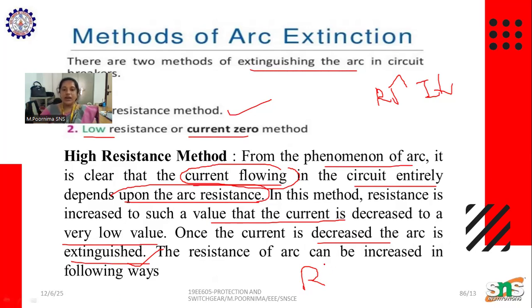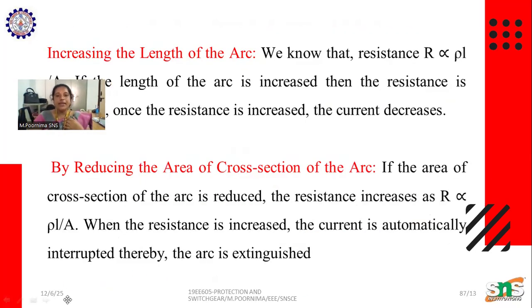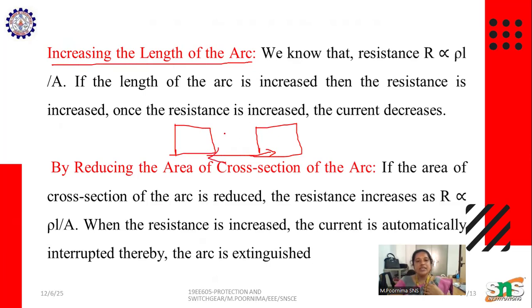The resistance of the arc can be increased in the following ways. We have to increase the resistance, then only can we decrease the current and easily achieve arc extinction. The first method is increasing the length of the arc. If we increase the length of the arc, the resistance increases, and automatically the current decreases. This is one of the methods.